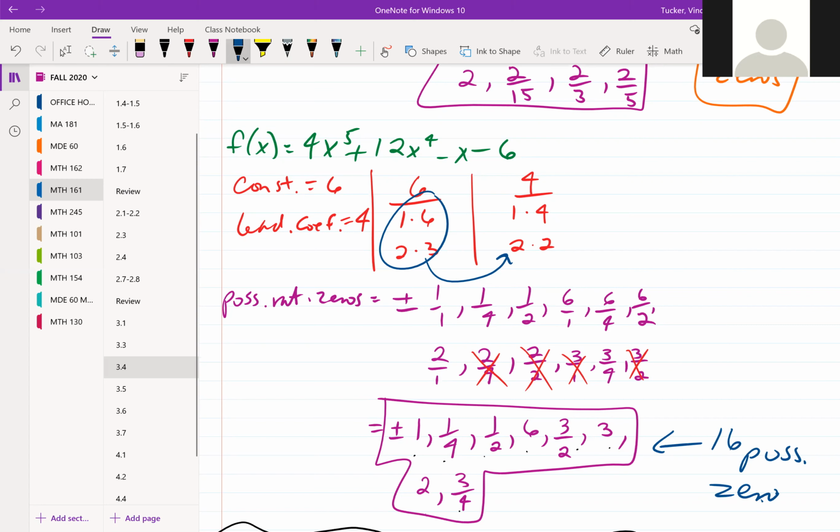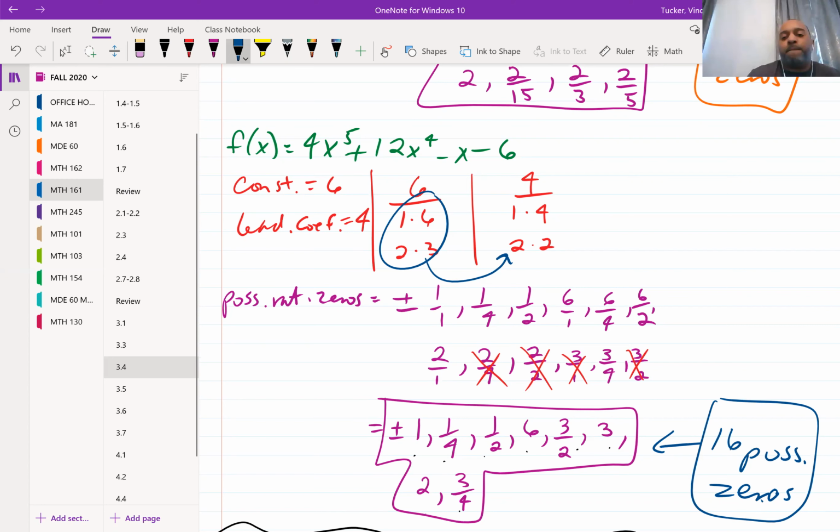Professor Tucker, what happened over here at 3/1? Oh, that just became a 3 right here, right? Mm-hmm. And we don't rewrite them. Right. Because we had 6/2, which was 3. So I don't need to write 6/2 and 3/1. Right. Okay, so just 1, 3 is okay. Don't rewrite them.